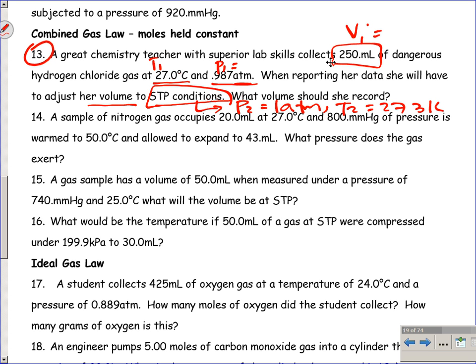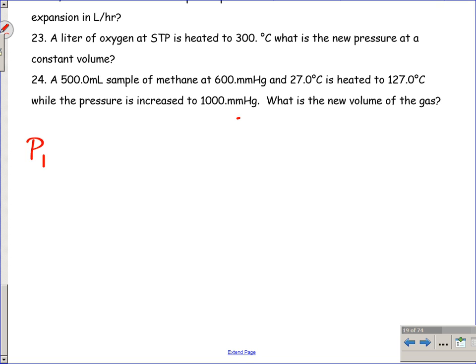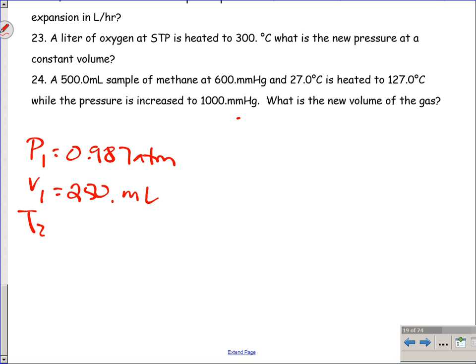What am I solving for? V2. What law is that? Combined gas law. Okay, I'm expecting you guys can tell me those. I'm going to write those down low because I don't have any space to work here. So, what was P1? 0.987 atm. What was V1? 250 milliliters.